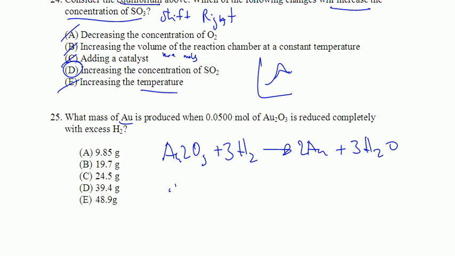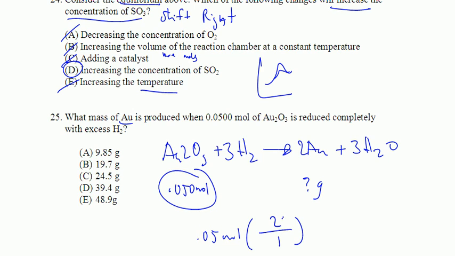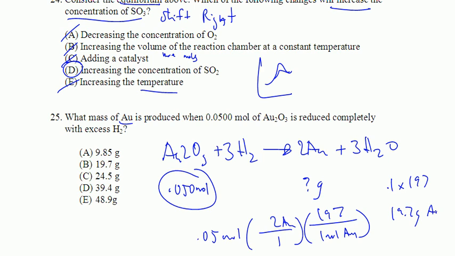We have 0.050 moles of Au2O3 and we want grams of this. Well, we have moles, so we can use the mole ratio of 1 to 2 to get to Au and use the molar mass. 1 mole of Au is equal to 197 grams. So after you do out this math, you're going to get 0.1 times 197, which is going to be 19.7 grams of Au.